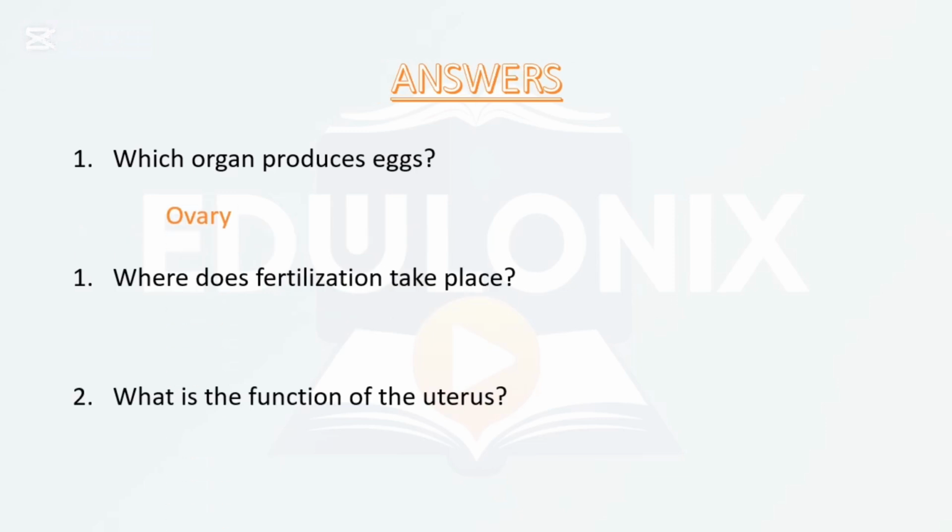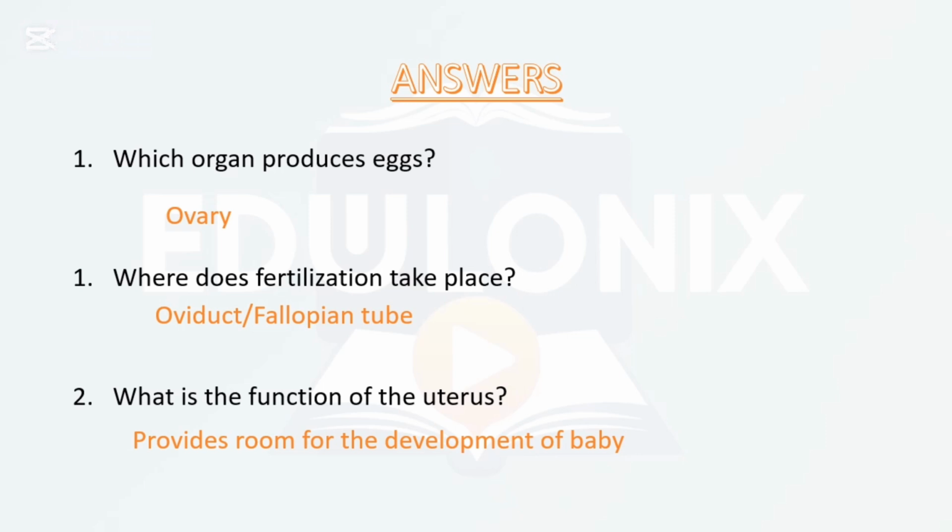Question 1. Which organ produces eggs? If you said ovary, then well done. It is the ovary that produces the eggs. The eggs are the female sex cells known as the ova, or the ovum in singular. And fertilization takes place at the oviduct or the fallopian tube. And the function of the uterus is to provide room for the development of the baby.